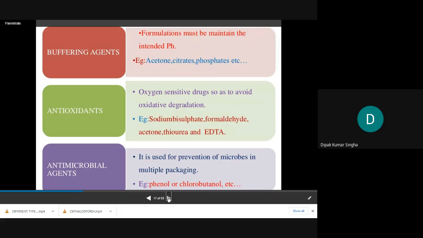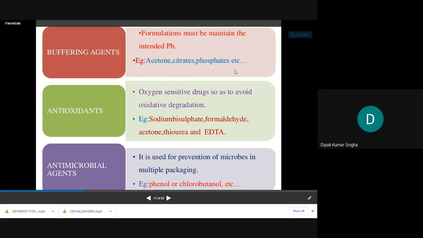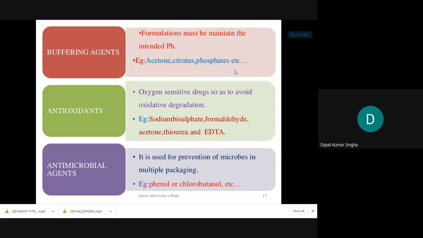Then the buffering agent. The formulation must be maintained in the pH, using acetate, citrate and phosphate buffer. Generally the phosphate buffer is used, or citrate or acetate buffer, to maintain the pH. Suppose you administer on the skin or for local action, at the local site their pH must be maintained, or some drugs have a different pH, so that pH must be maintained at a constant pH by the buffering agent.